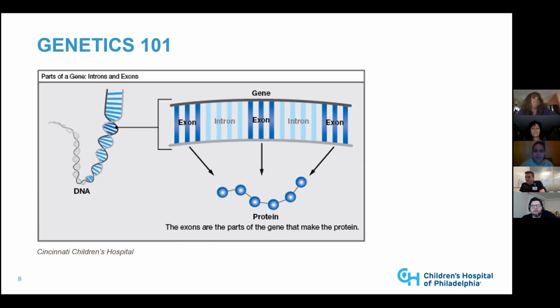They can still cause disease if there's a change in an intron that changes the way the body puts together the exon. So sometimes these can be disease-causing variants, but they don't have a P dot because it doesn't change the code of the protein. Thank you.